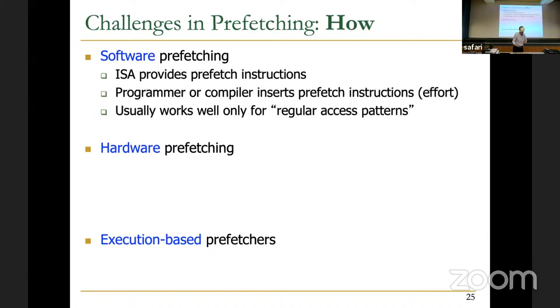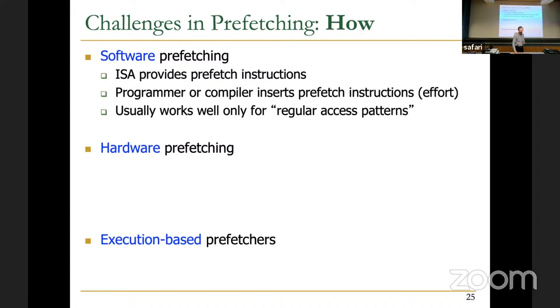But software prefetching, as we will see in this case, the instruction set architecture provides instructions. A programmer or compiler inserts prefetch instructions. Clearly, they need to spend some effort. And this usually works well only for regular access patterns, unless you have some hardware support that tries to aid, basically. Because it's very difficult to find irregular access patterns and prefetch for them, as we will see soon.